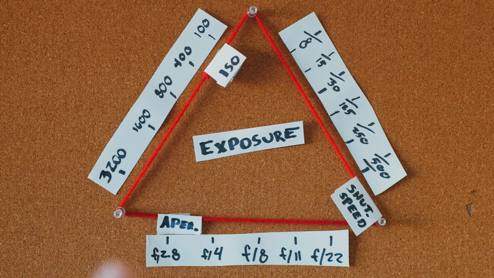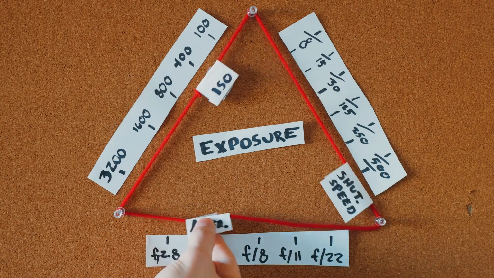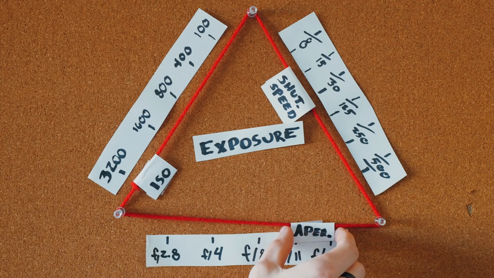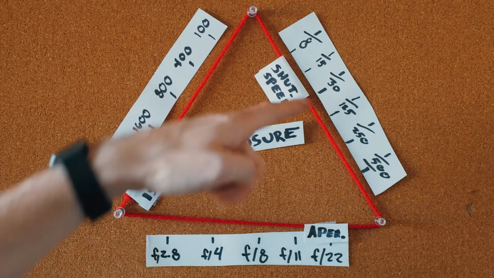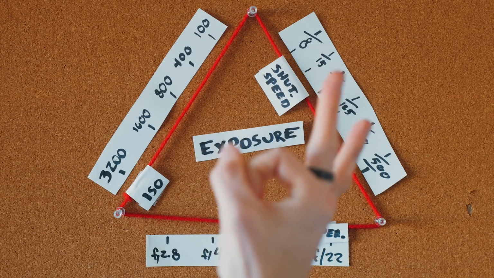Let's say you're shooting a landscape and you really need everything to be in focus. So what you're gonna do here is you're gonna bring your aperture up to maybe an f11 or f22, but then your shutter's gonna have to be open longer to compensate for how small it's open.